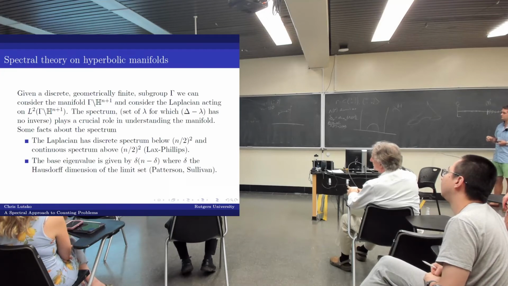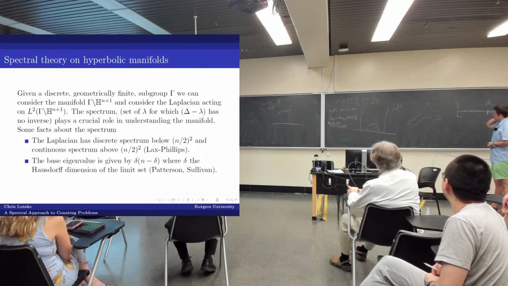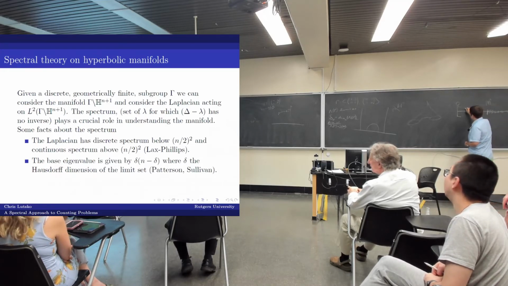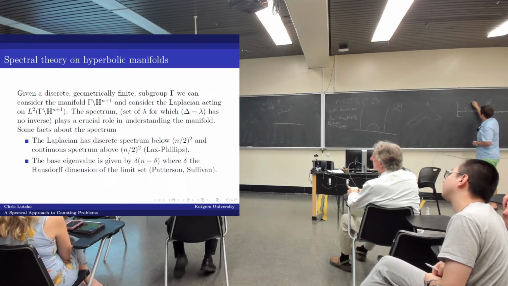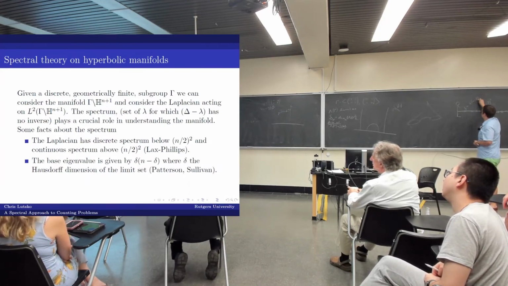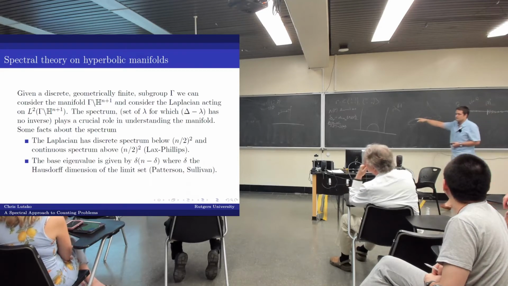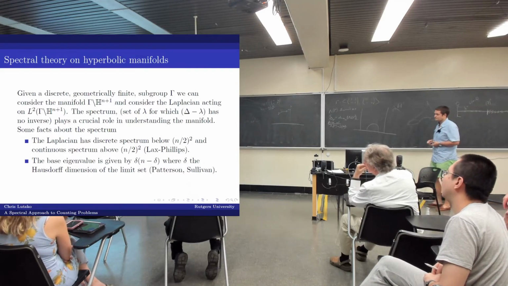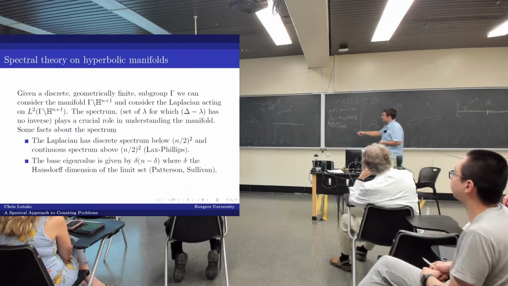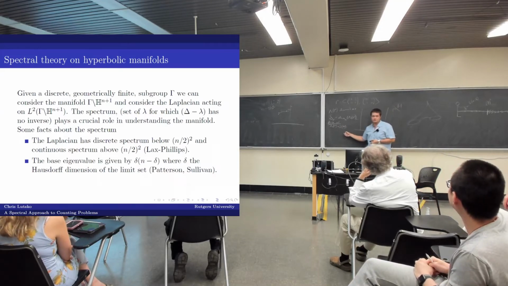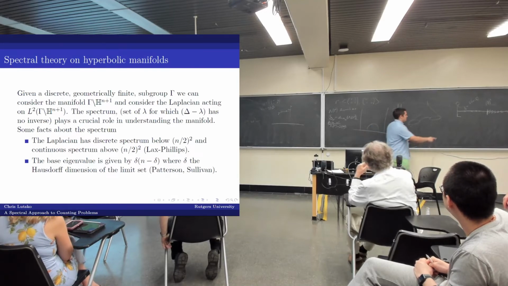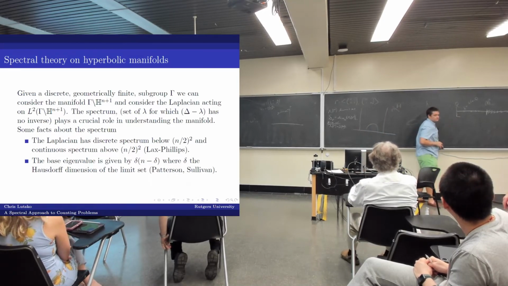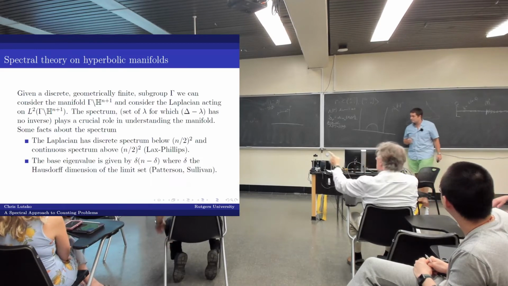That's a result due to Patterson and Sullivan: the base eigenvalue, so that's the smallest discrete eigenvalue here, is equal to delta (n minus delta), where delta is the Hausdorff dimension of the limit set. So again, when we're in the finite volume case, then the Hausdorff dimension is just n, which means that the base eigenvalue is just 0.